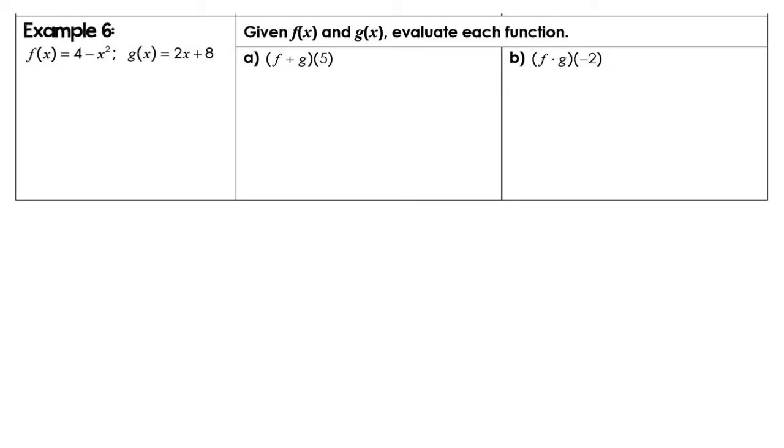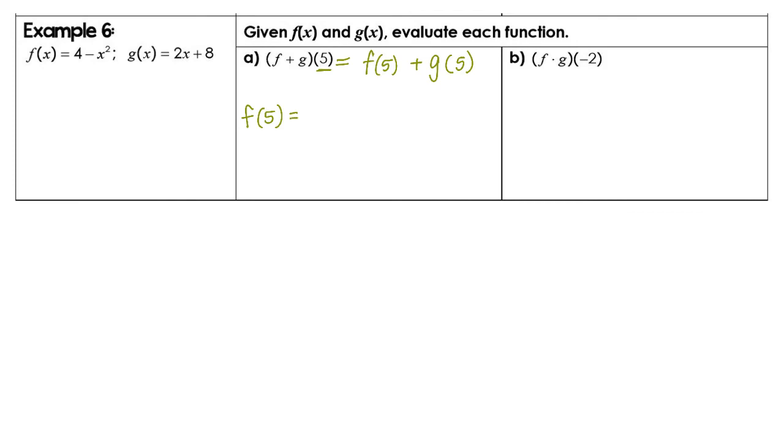Okay, on example 6, we need to evaluate the functions. Then we're going to add them together. And what's telling us to do that is that 5 there. So really this becomes f at 5 plus g at 5.